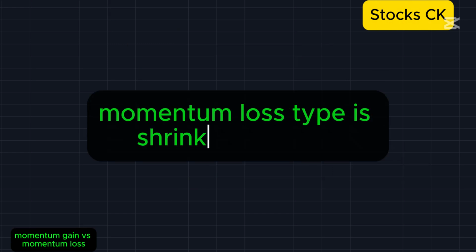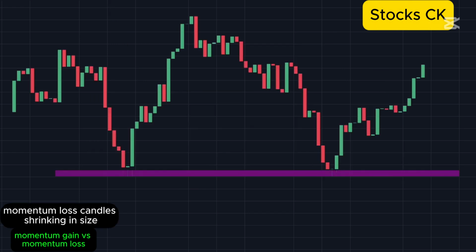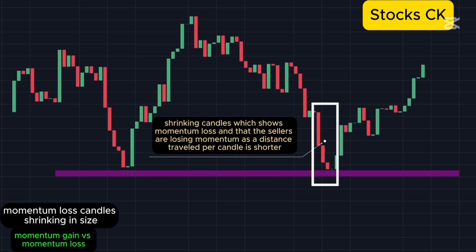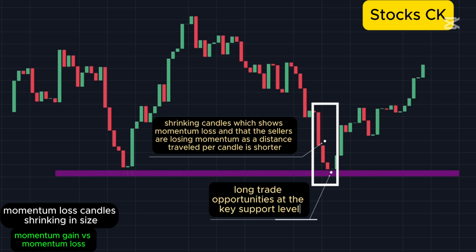So the third momentum loss type is shrinking candles. You have your key level here as price approaches the level. You add shrinking candles, which shows momentum loss, and that the sellers are losing speed as the distance traveled per candle is shorter. This presents long trade opportunities.